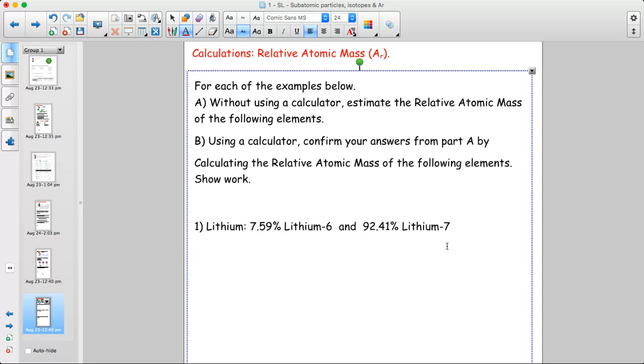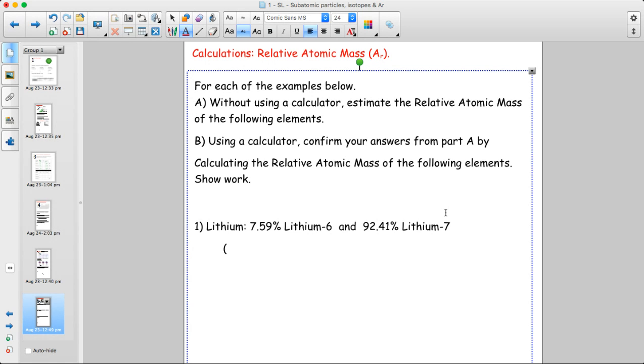Lithium-7 is the much more abundant isotope. 92.41% of all lithium atoms on planet Earth are lithium-7. Okay, so essentially what that means is if you scooped up lithium and grabbed 100 atoms, about 92 of them would be lithium-7 and about 8 of them would be lithium-6. Okay? Now, if you want to do the calculation, you're doing an average, and you want to think of it sort of in those terms, like if you had 100 atoms.